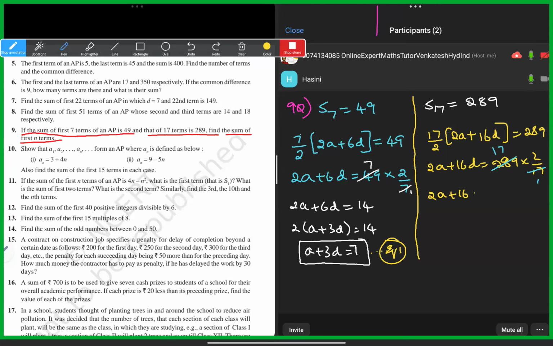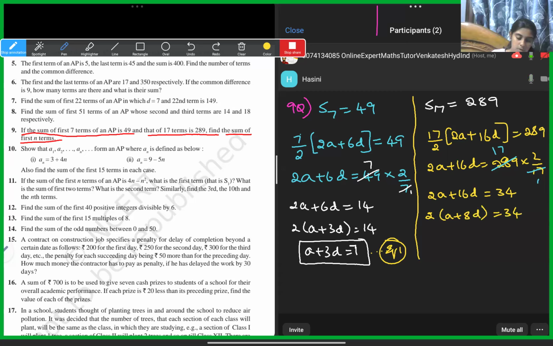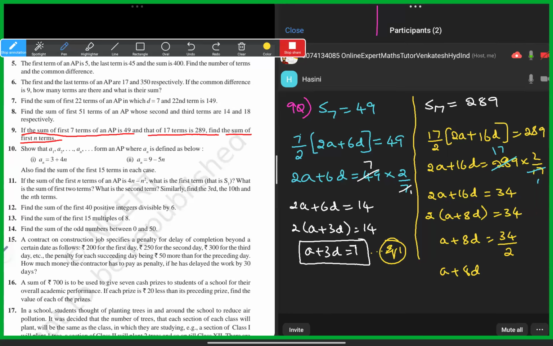So now what is left here? 2a plus 16d is equal to 17 into 2, which is 34. Taking 2 common, 2 into a plus 8d is equal to 34. So a plus 8d is equal to 34 by 2, which is 17. So this is equation 2.